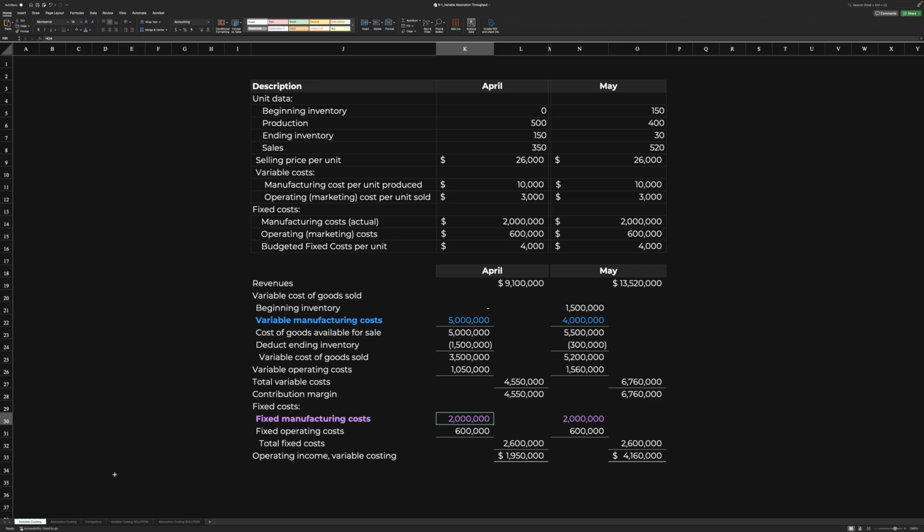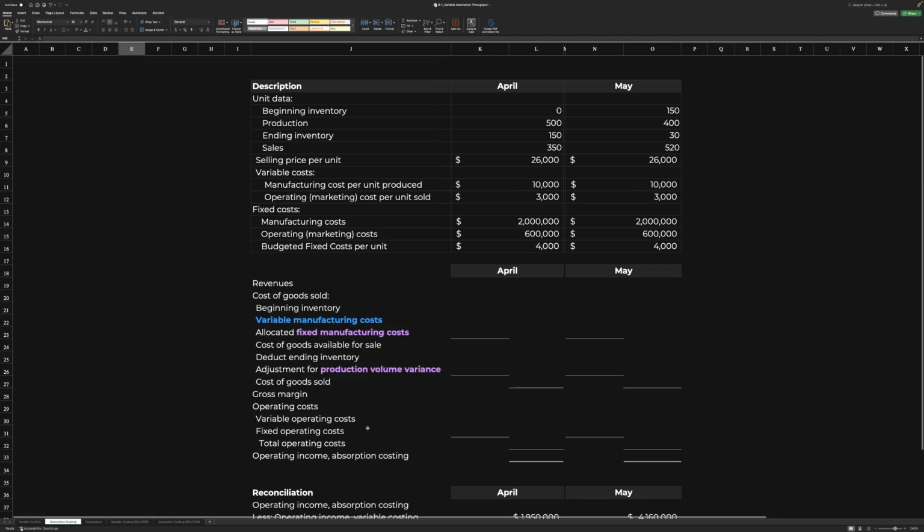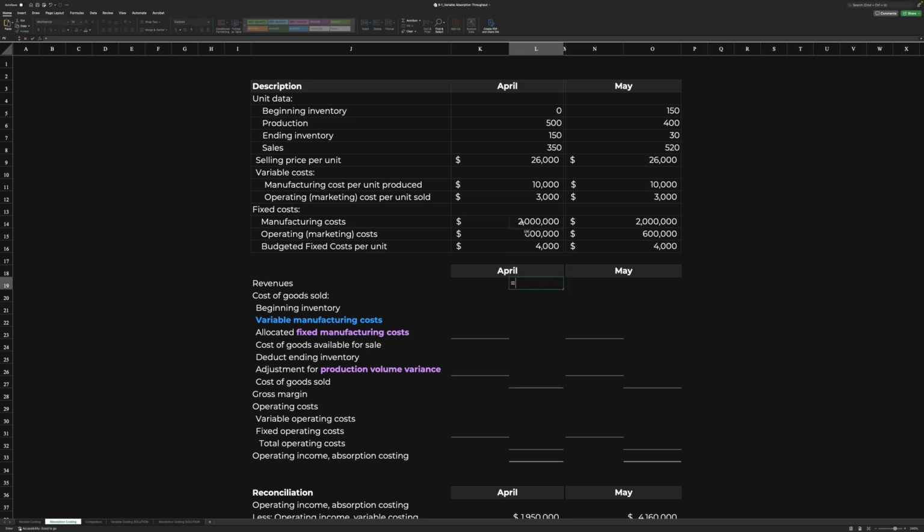Now, let's move on to absorption costing. The scenario is going to be the same. So let's begin with revenue. Our revenue will once again be the number of units sold multiplied by $26,000 a unit. And we do that for each month. Now, we are not going to calculate the variable cost of goods sold. Instead, under absorption costing, we calculate the cost of goods sold as you are used to doing, with variable and fixed manufacturing costs included in the amount, because we are going to be creating a gross margin statement.